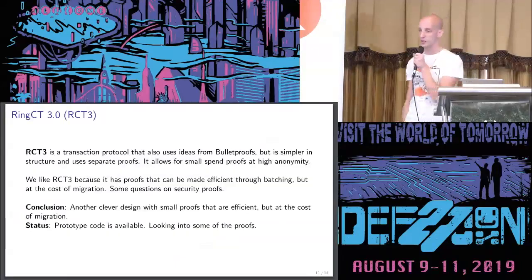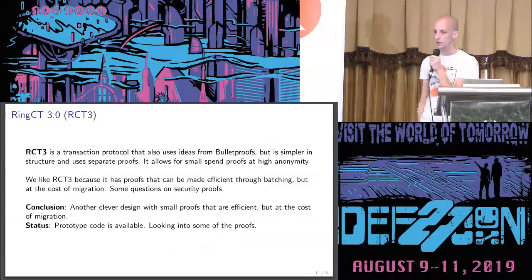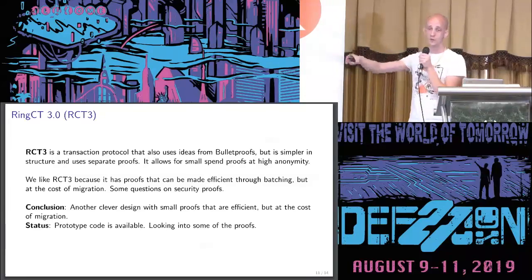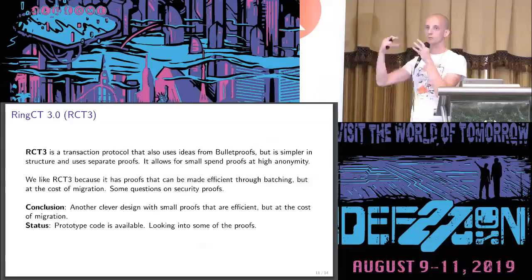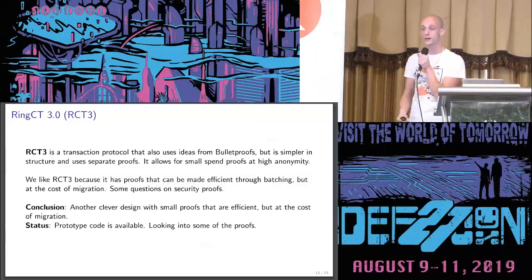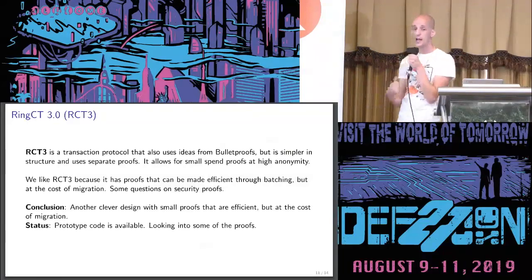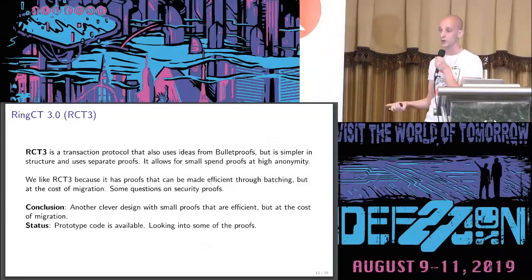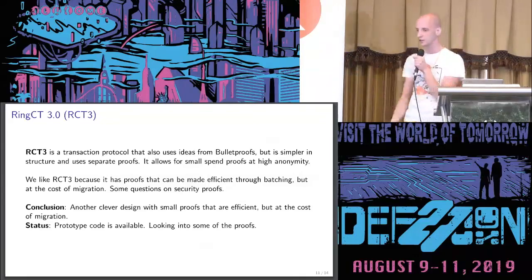And the last big one that came out was called RingCT 3.0. That's called RingCT 3 for short. It is a transaction protocol that at first blush kind of looks like OmniRing. It also uses some ideas from this Bulletproofs scheme that came out of Stanford, but it's definitely much simpler in structure, and in fact uses separate proofs for spending instead of OmniRing's one compact single proof. So much like OmniRing, though, it would allow for very small spend proofs at fairly high anonymity sets. The reason I like it is because it can be made efficient through batching, unlike OmniRing right now, but at the cost of some migration stuff that may involve some tricky situations later.